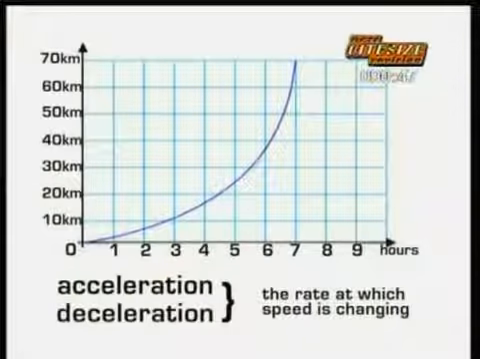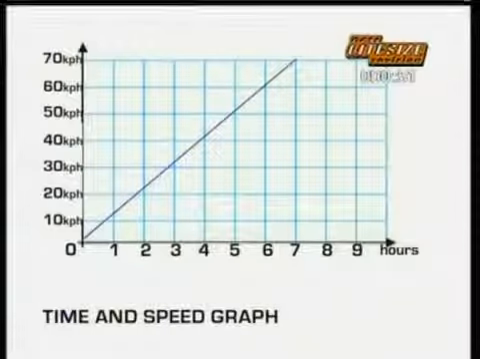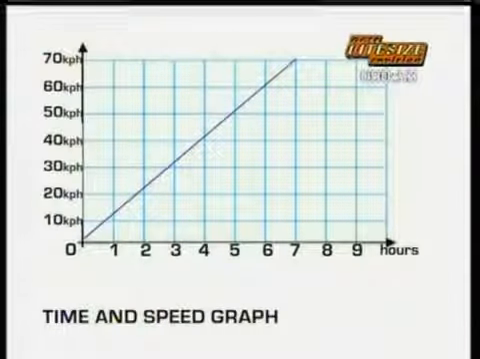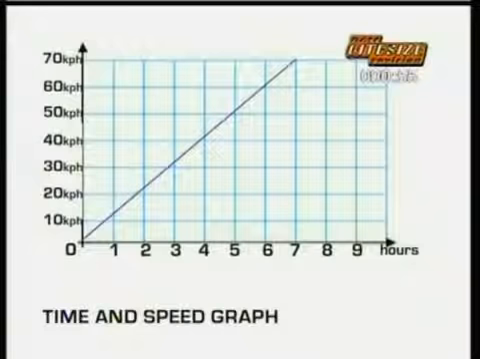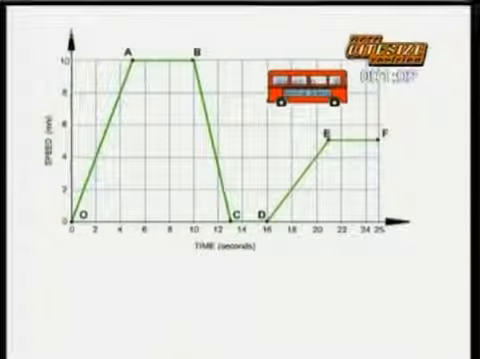There's another way of showing acceleration on a graph. That's a time and speed graph. What was a curved line on a time-distance graph now becomes a straight line on a time and speed graph. Here's a time and speed graph of part of a typical bus journey.